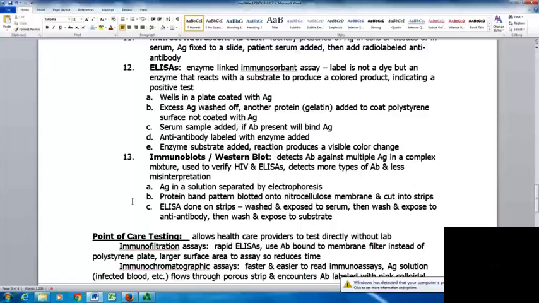So the antigen in a solution is separated by electrophoresis, and a protein band pattern is then blotted onto a nitrocellulose membrane. It gets cut into strips, and then ELISA is done on the strips. It's washed and exposed to serum, and then you wash and expose it to an anti-antibody, and then wash and expose to the substrate.